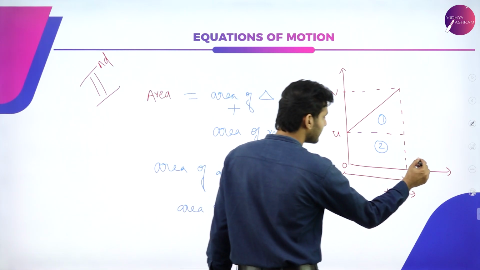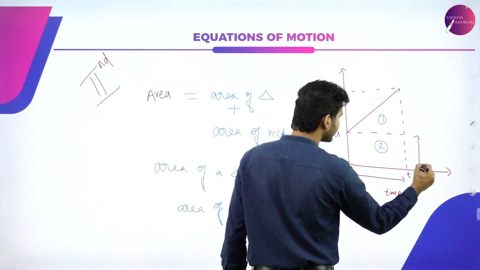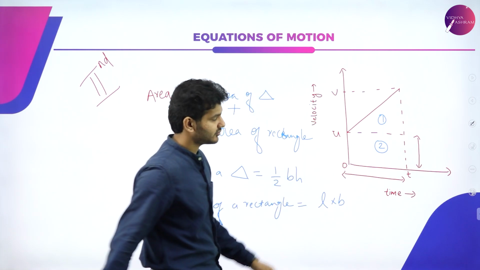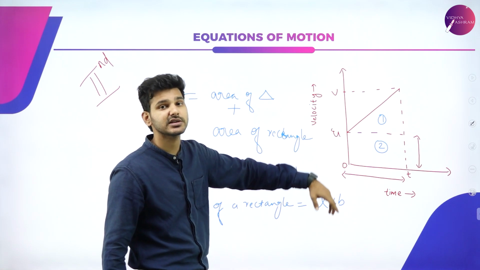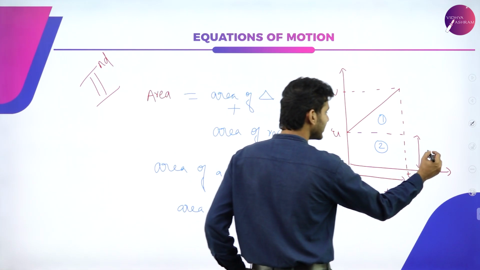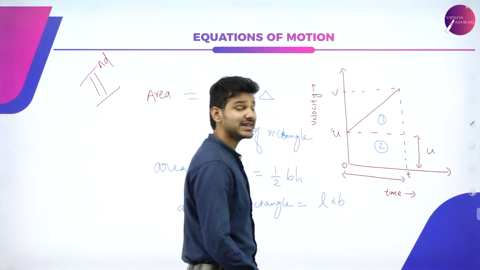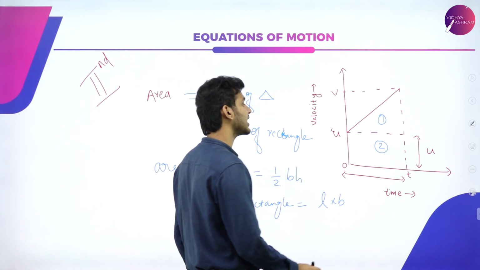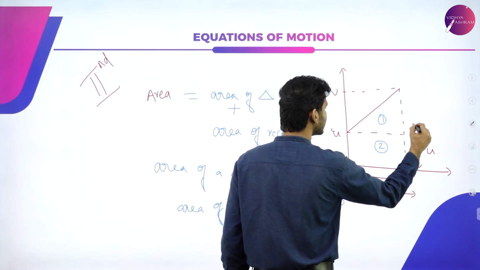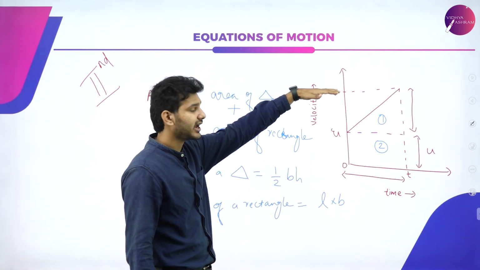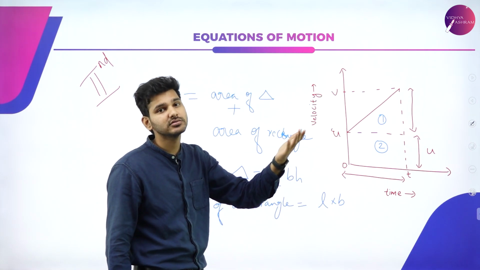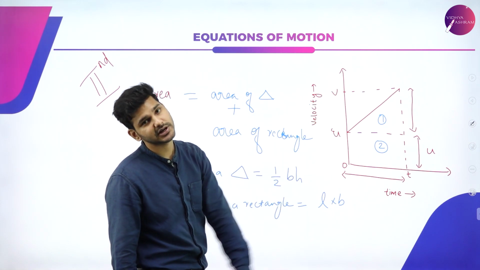So again, breadth here is nothing but u minus 0. So here the breadth is u minus 0, which is nothing but u. So it is having a breadth of u, and here for the triangle, what is the height? The height is from here to here, that is v minus u. Higher value minus the lower value will give you the actual height of that particular triangle.